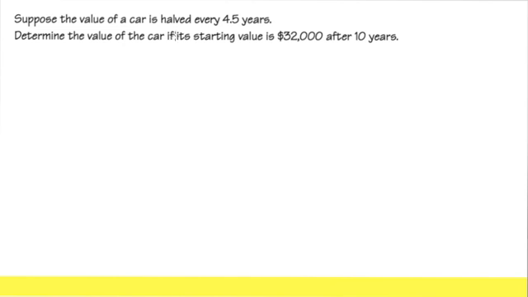Okay, suppose the value of the car is halved every 4.5 years. Then we are going to find the value of the car if the starting value is 32,000 and after 10 years. So here we go. You have to remember which formula to use.